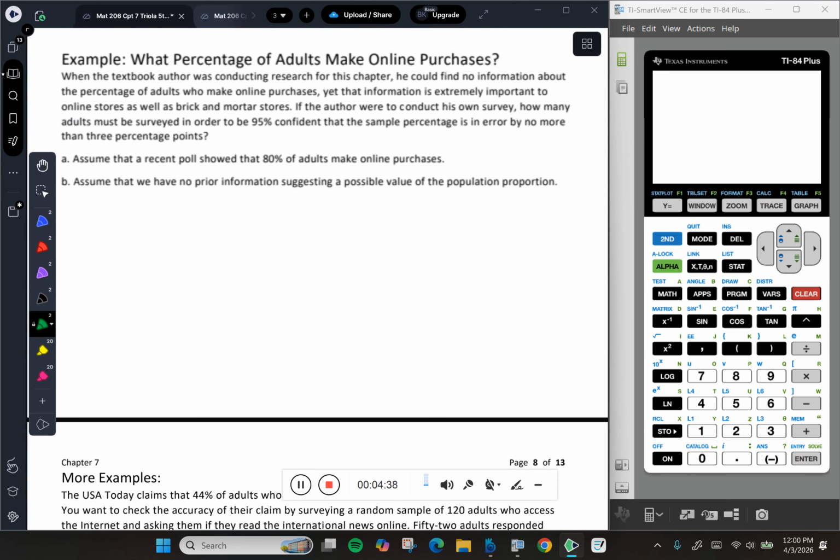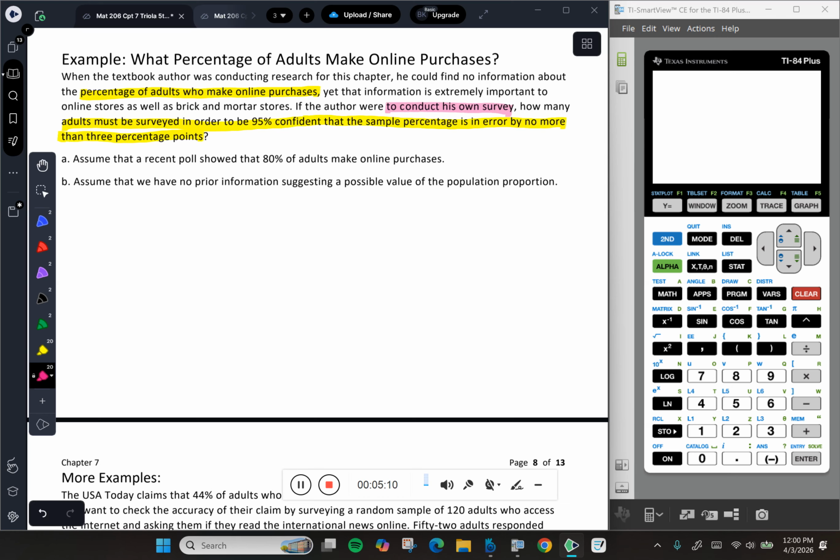So when the textbook author was conducting research for this chapter, he looked for information about the percentage of adults who make online purchases. He couldn't find it, but that information is important. And so how many adults must be surveyed if he wanted to build a 95% confidence interval that was off by no more than 3%? So the authors have decided they're going to conduct their own survey.